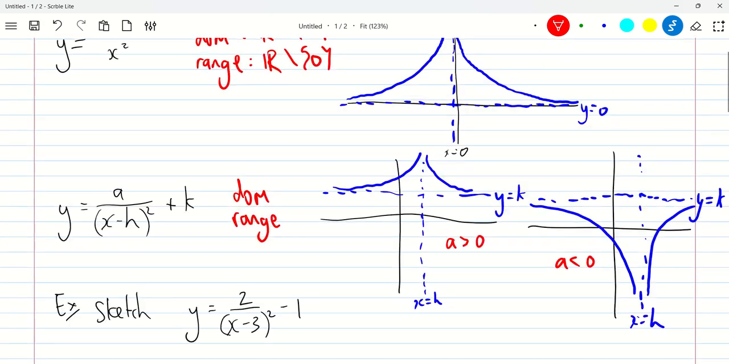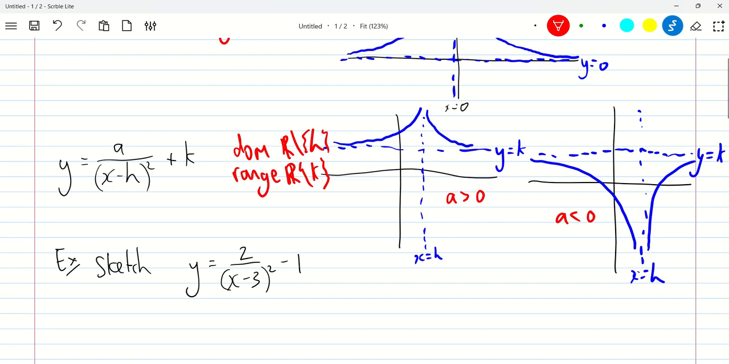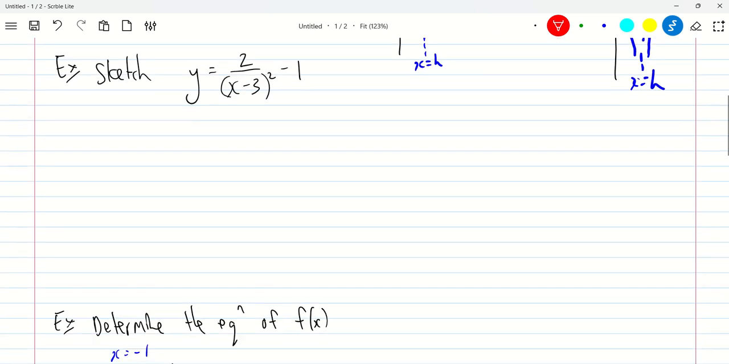Oh, I didn't say the domain and the range. The domain is all real values except for h, and the range is all real values except for k. I'm getting lazy with those curly brackets, but there you go. All good. Let's have a look at this sketch.